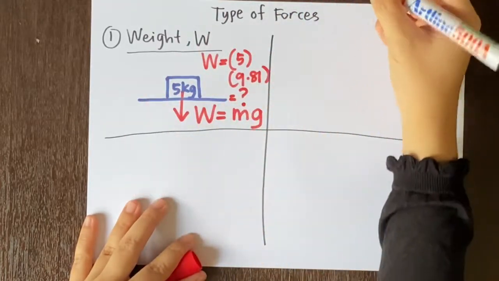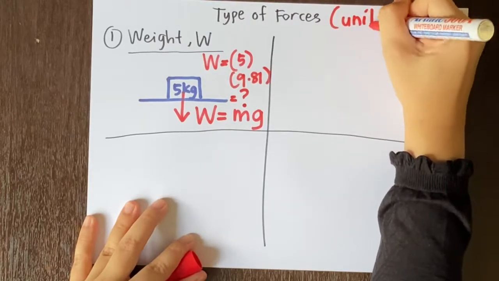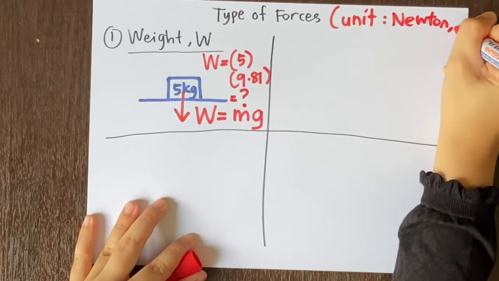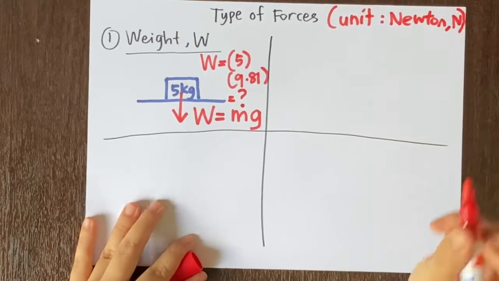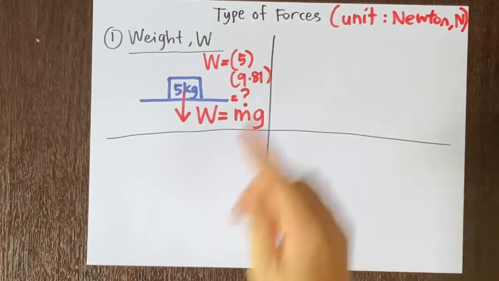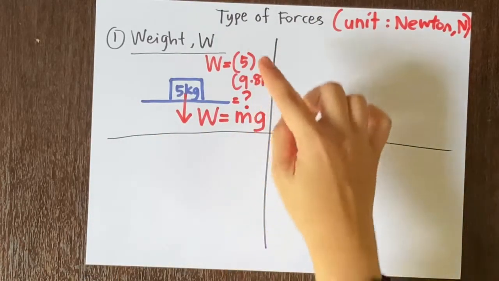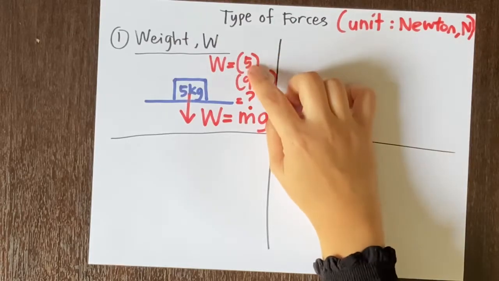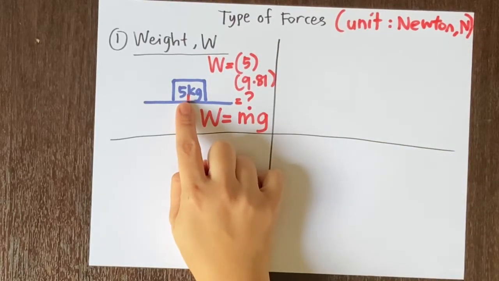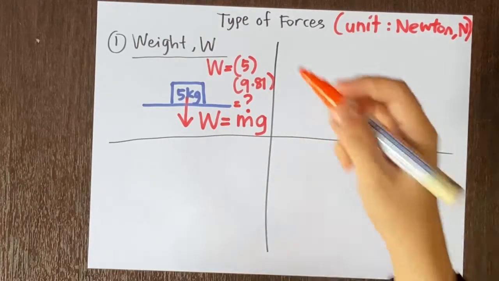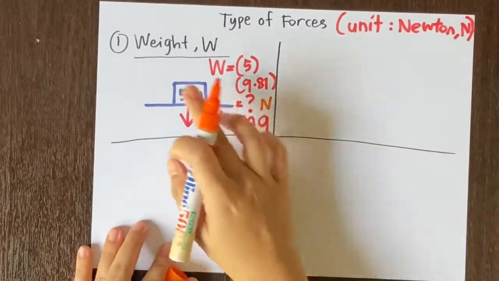The unit for all forces is Newton, or N. So the first force will be weight. How to find weight? Weight is equal to mg. If you are given a mass of 5 kilogram and this is the gravity, how much is the weight? The unit is Newton. So that's for weight.